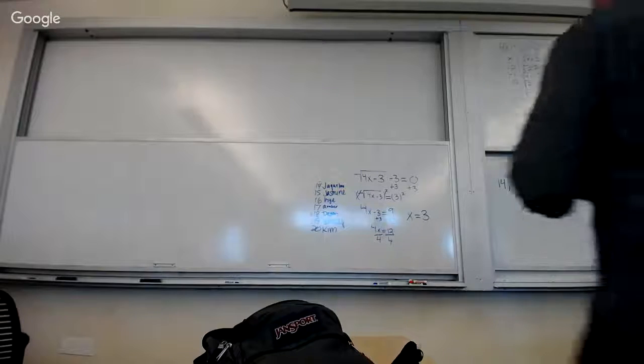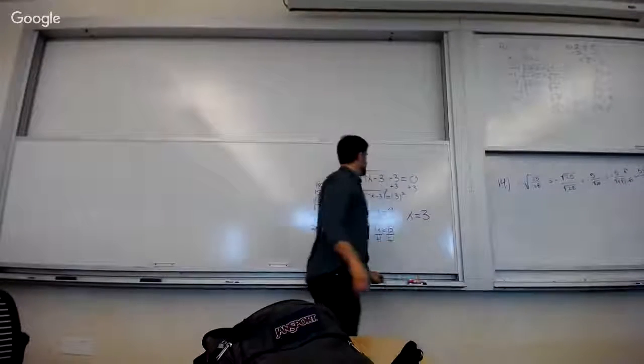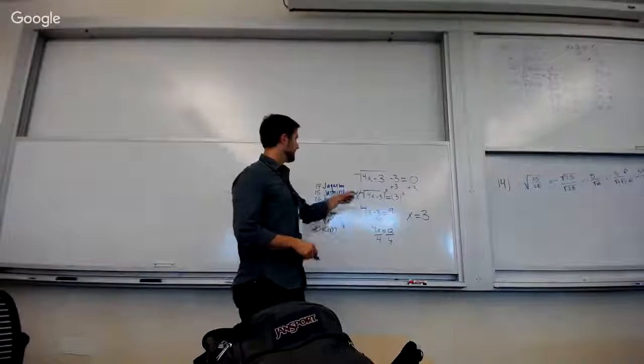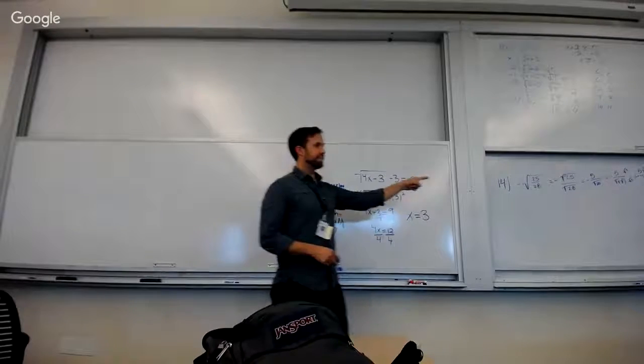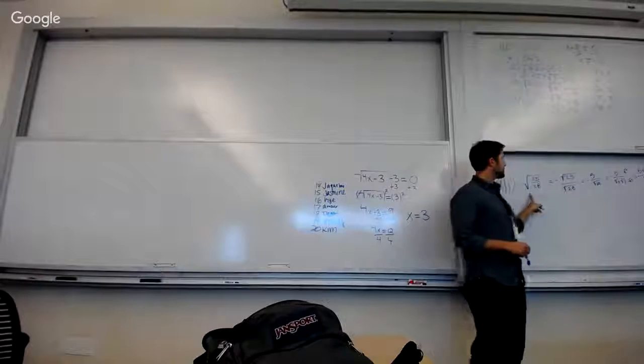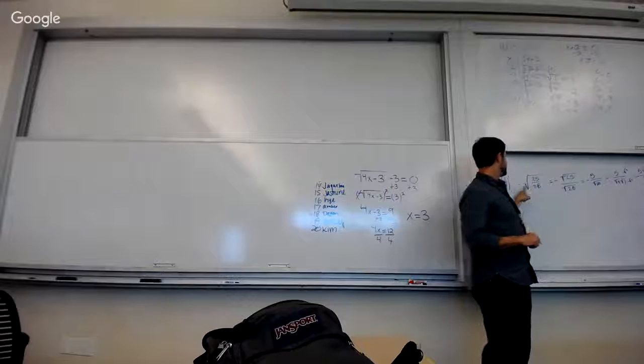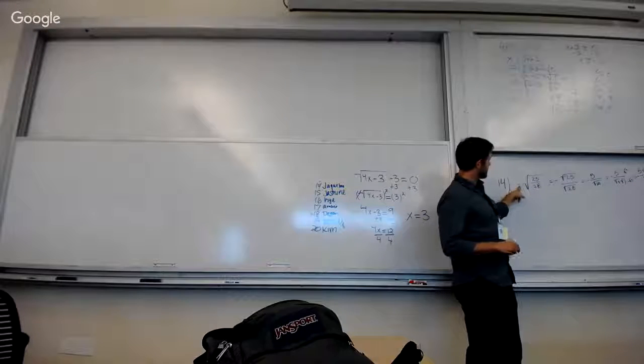All right, let's take a look at the next couple. Jackie, which one did you do? This one right here? Okay, great. So folks, Jackie did this one. It's a really nice solution. She had the negative square root of 25 over 28. We're going to ignore the negative for a while.